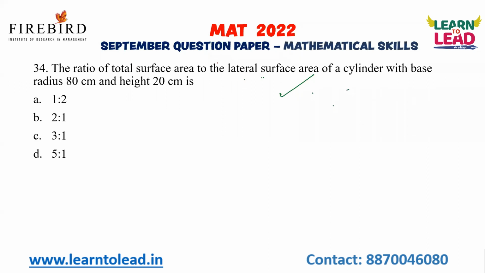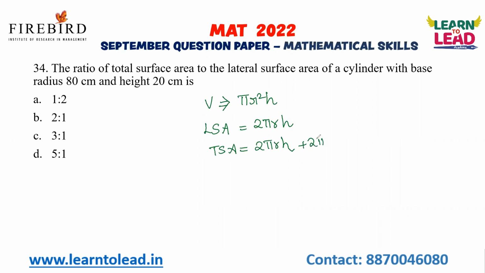The ratio of total surface area to the lateral surface area of a cylinder. What is the total surface area of a cylinder? So just remember, the base area of a cylinder is nothing but pi r square. Okay, and lateral surface area is nothing but 2 pi r h. Okay, total surface area is nothing but lateral surface area plus 2 times the base area. So if I take out 2 pi r as common, the total surface area is 2 pi r into h plus r, which is the formula for the cylinder.